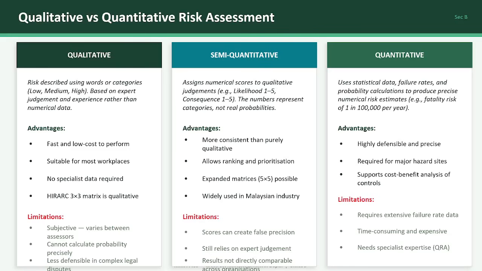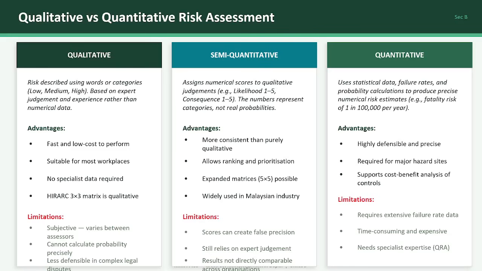It is more discriminating than a 3x3, which means you can differentiate between hazards that would otherwise receive the same score. It is widely used in Malaysian manufacturing, oil and gas, and utility companies. The limitation is that the numbers can create false precision. A risk score of 12 looks very specific, but it is still based on a subjective likelihood rating of 4.